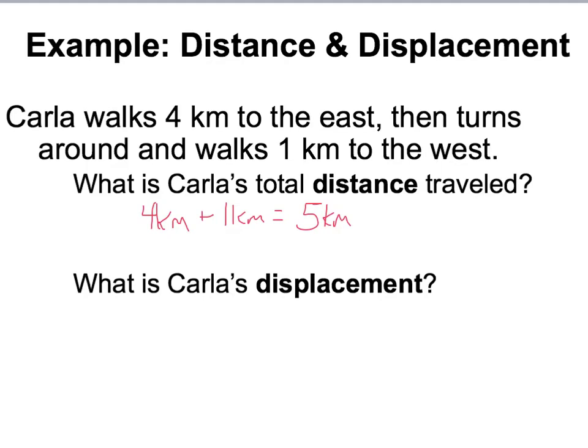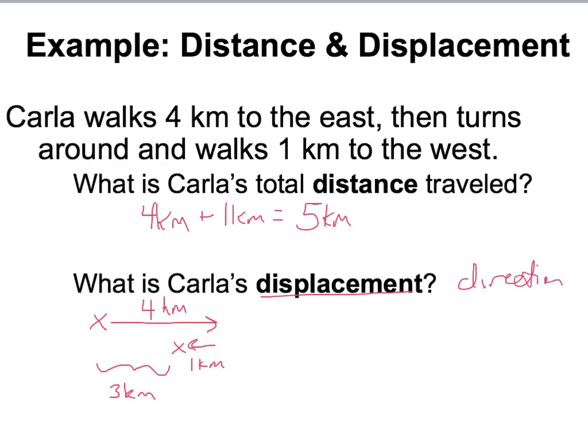Now to think about displacement, we need to think about where Carla started. Then she went 4 kilometers east, and she went back 1 kilometer west. And where she ended up at was 3 kilometers from where she started. Now what's important with displacement is that we need to include something to show us direction. So 3 kilometers. Since she went 4 kilometers east and 1 kilometer back west, her displacement is 3 kilometers east.